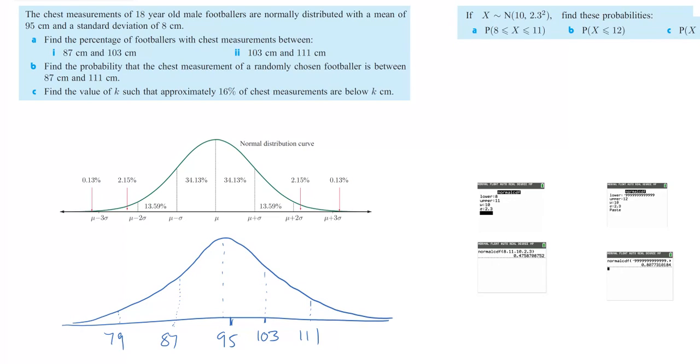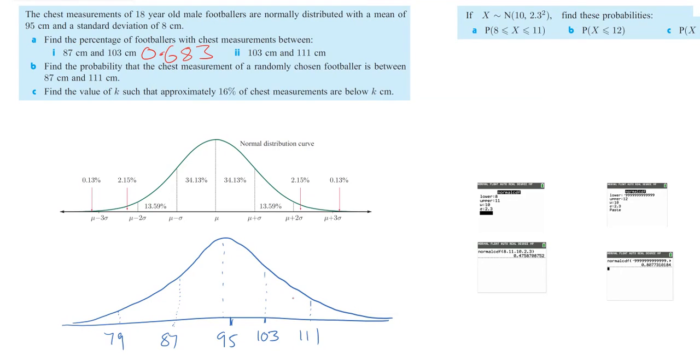So A, find the percentage of footballers with a chest measurement between 87 and 103. Well, on our picture, we're looking at all of this, aren't we? That's going to be what it is. And if it's normally distributed, we can use our values there to work it out. So our answer for this one is going to be, as a percentage, 68.26%. As a decimal, it will be 0.683.